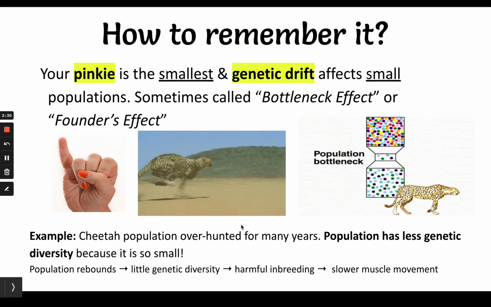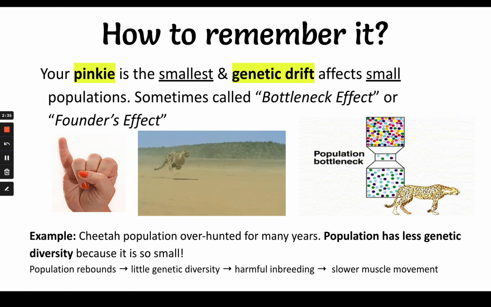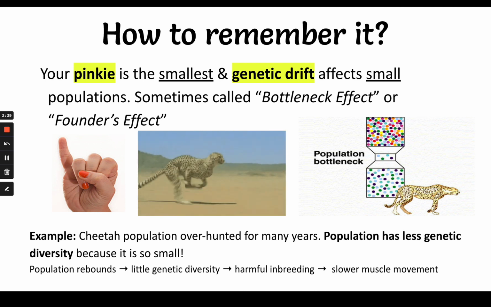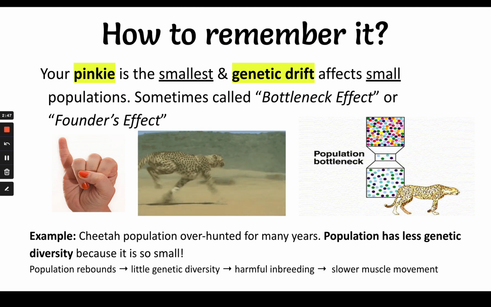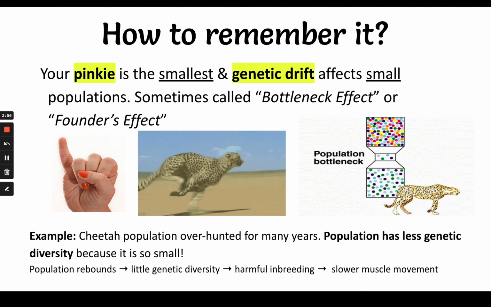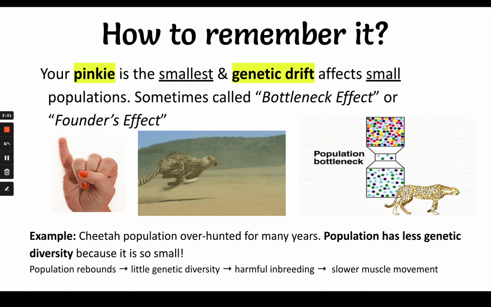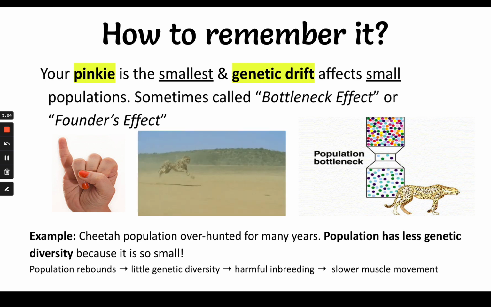So let's take a look at how we can remember this. Your pinky, remember, is the smallest digit on your hand, and so genetic drift affects the small populations the most. Sometimes we call this bottleneck effect or the founder's effect. Another way of thinking of founder's effect is that if a group of birds migrated over to an island where they have never lived before and they start to establish their population on that new island, that would be called a founder's effect. So a small group of individuals reproducing, passing on their traits, that is the founder's effect.